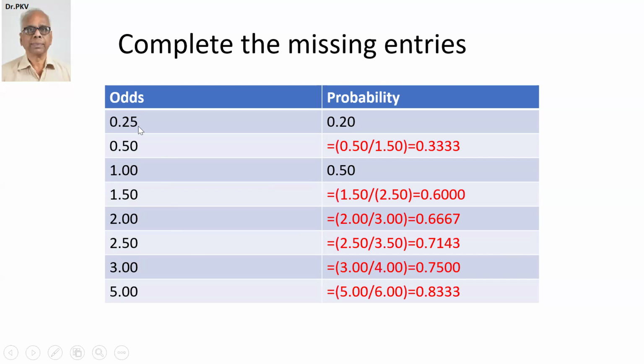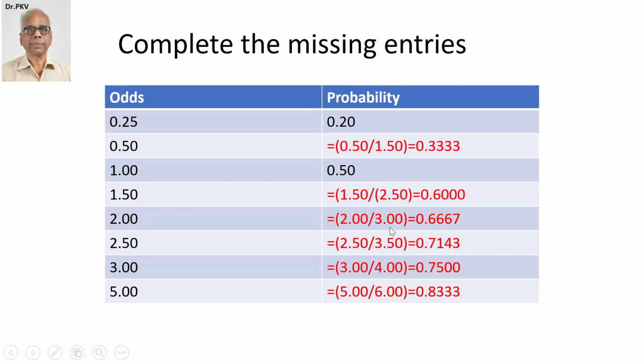0.25 is the odds. The probability is 0.25 by 1.25, which is 1/5. Therefore, it is 0.2. It's already given. Now, the missing entry for 0.5, it is 0.5 divided by 1.5 because 1 plus odds, I'm adding. And therefore, it is 0.33. When it is 1, it is 1 divided by 1 plus 1 is 2, half. Therefore, the probability is 0.5. Now, 1.5 is the odds. The probability is 1.5 by 2.5, which is equal to 0.6000.